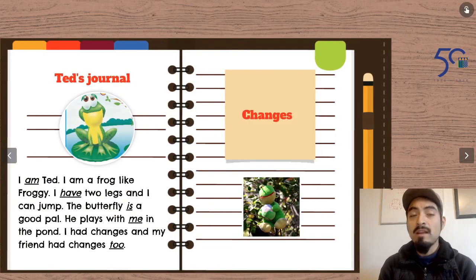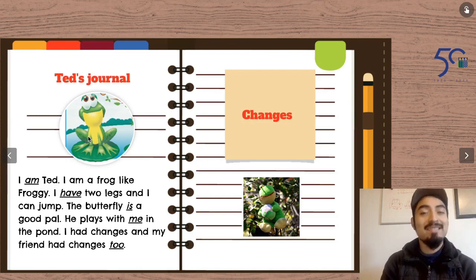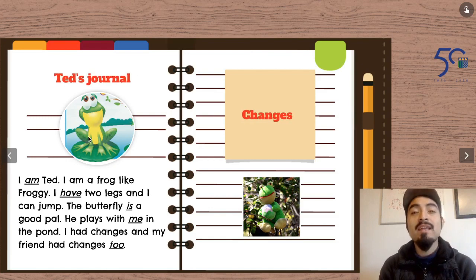Before reading the story, let's concentrate on this. Do you remember Ted? Yeah, Ted was the main character of the previous story called I Met Ted. Let's read its journal. It says, I am Ted. I am a frog like Froggy. I have 2 legs and I can jump. The butterfly is a good pal. He plays with me in the pond. I had changes and my friend had changes too.